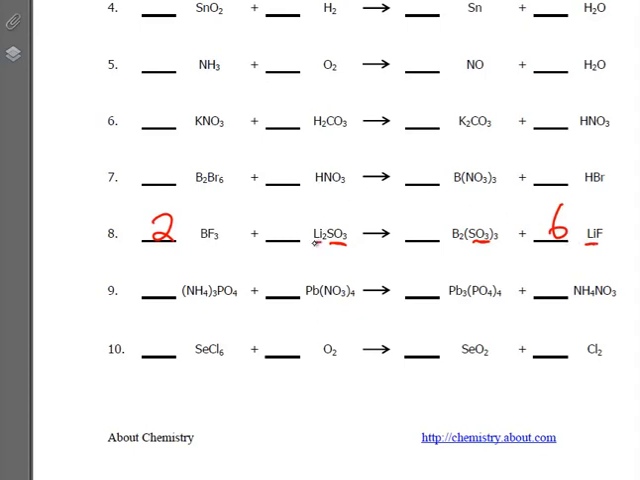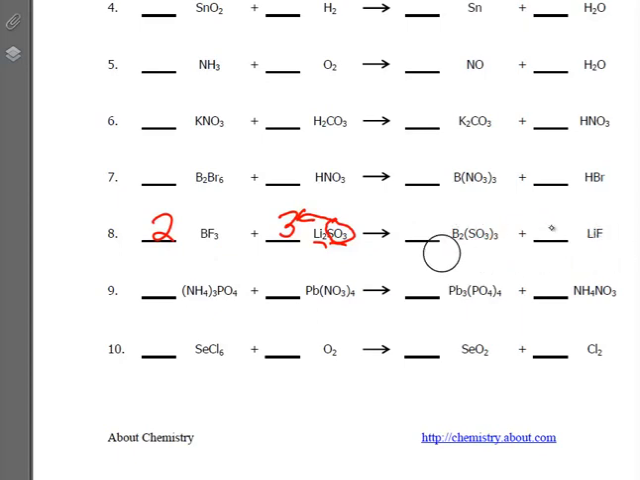Jump back here. There's 2 already, so I can make 6 by putting a 3 here. 3 times 2 is 6. But that also changes my sulfates. Now I have 3 sulfates. But that's okay because I have 3 sulfates here as well. So the balanced chemical equation is 2, 3, 1, 6.